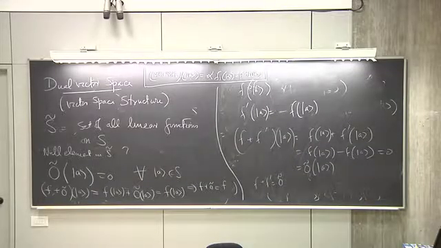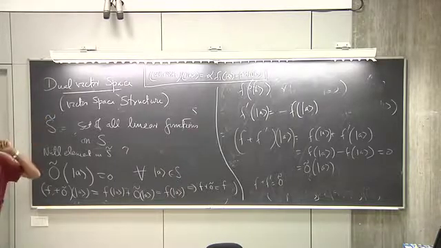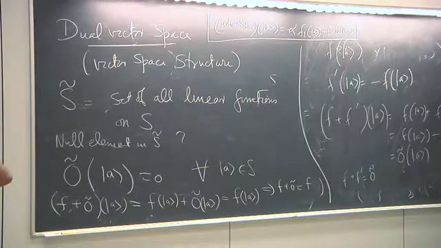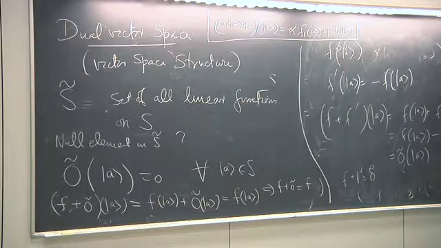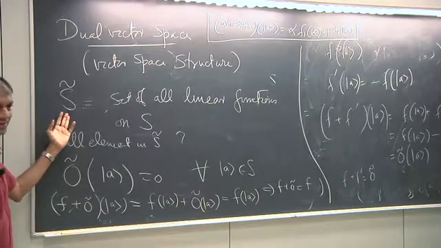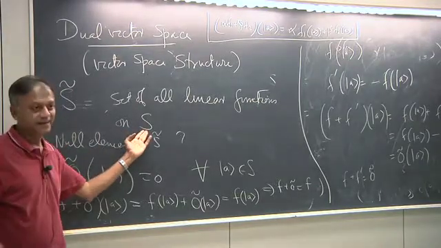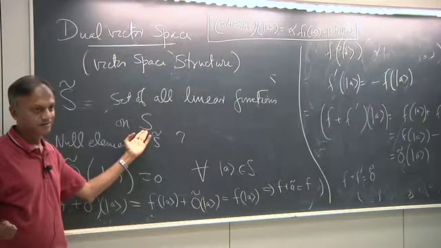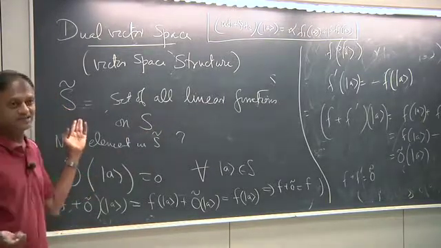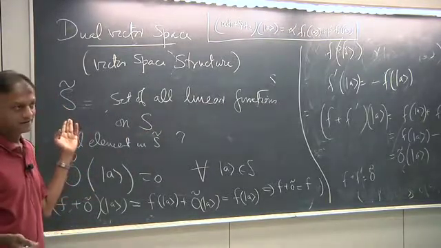Okay. So with this rule, what we have shown is that this S tilde is a vector space. But now you can ask another question. What is the dimension of this vector space? Suppose S has a dimension n. Then you can ask the question, what is the dimension of S tilde?